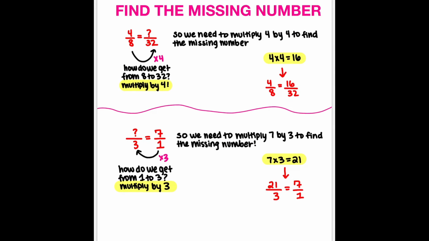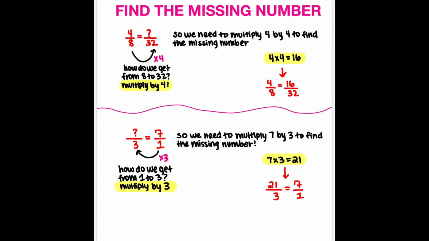Okay, let's just get a little bit more challenging. We're going to find the missing number now. Let's look right here. 4 divided by 8 is equal to some number divided by 32. We don't know that number. We need to find that number. Let's ask ourselves, how do we get from 8 to 32? Think about it for a second. Well, the answer is we multiply it by 4.